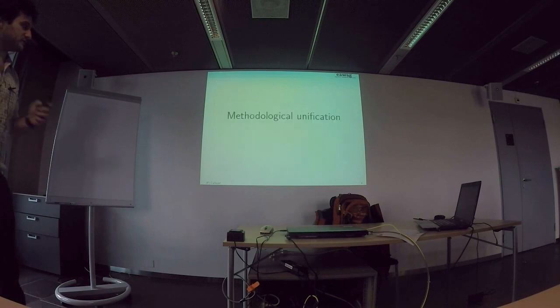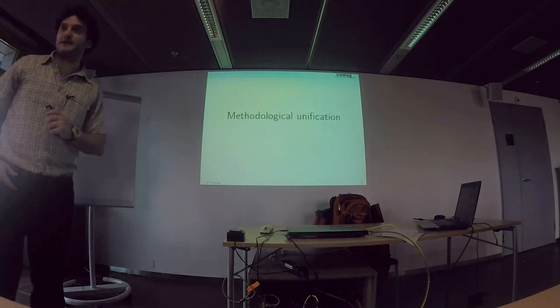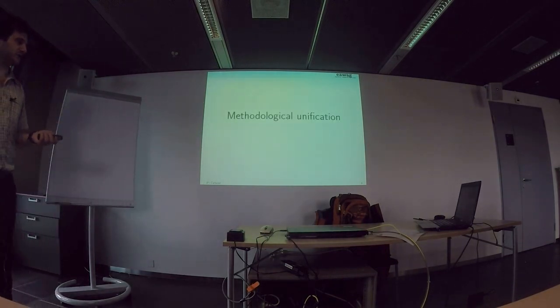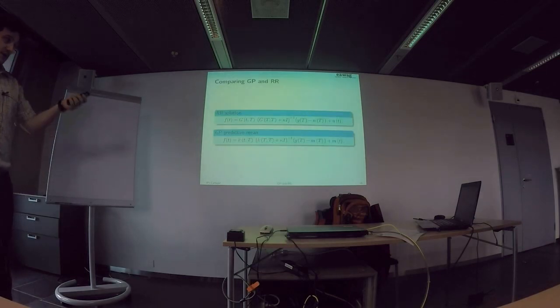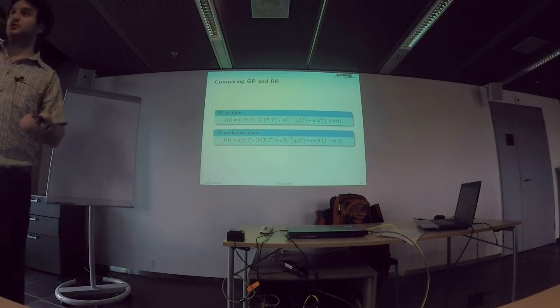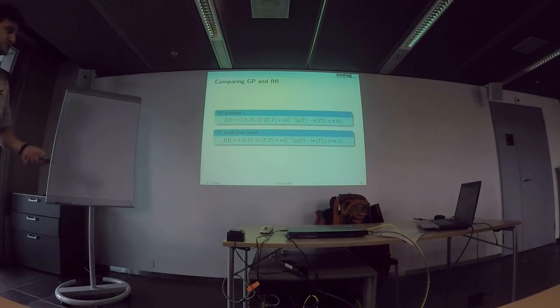Okay. So we're going to unify these three methods. We already discussed a little bit what happens with regularized regression and Gaussian processes. Essentially, it is looking at what is the formal solution. So this is a regularized regression solution. It looks like this. This is the Gaussian process predicting mean. It looks like this. Not very hard to see. They are exactly the same thing.